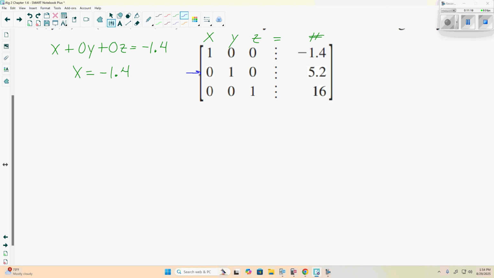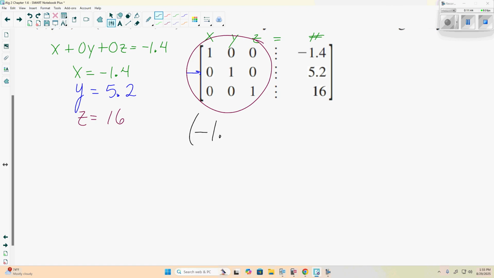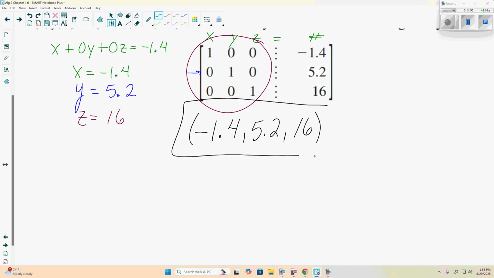Similarly, with the second row, it's telling us that y is equal to 5.2. And in the last row, z is 16. So if we can get it in this form, with this diagonal of ones, we know what x, y, and z are. Specifically, for this one, the solution would be the point negative 1.4, 5.2, 16. That could be our solution, yes?